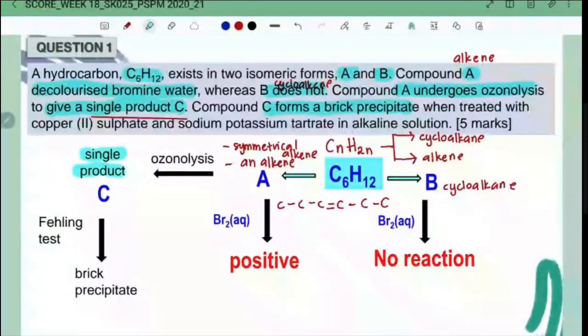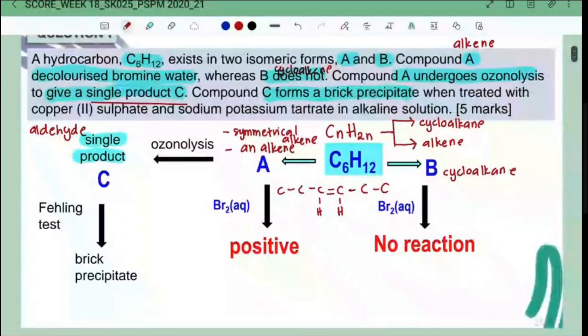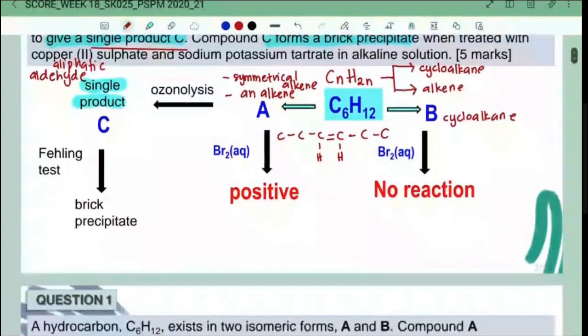Alright, and then compound C forms a brick precipitate. So C gives a brick precipitate. So mestilah C ini adalah an aldehyde. Okay, C mestilah aldehyde. So maksudnya kat sini mesti ada H and H, when treated with copper sulfate and sodium potassium tartrate in alkaline solution. So ini ada reagent Fehling lah. So this one is aldehyde, aliphatic aldehyde. Okay, aliphatic aldehyde je give a positive for Fehling test. Aromatic negative lah, formation of the brick precipitate.